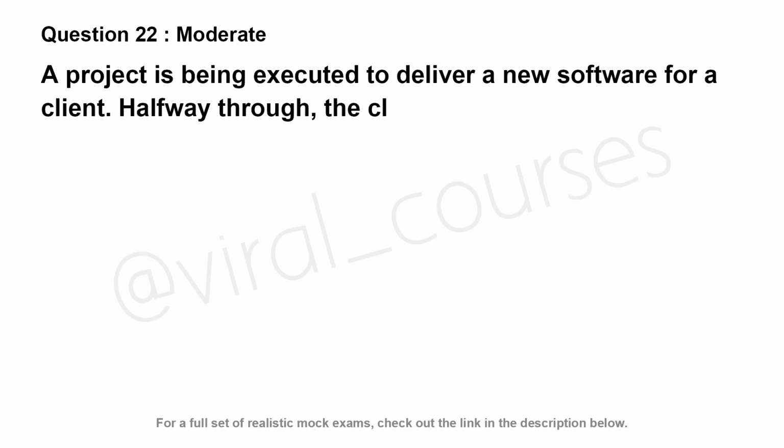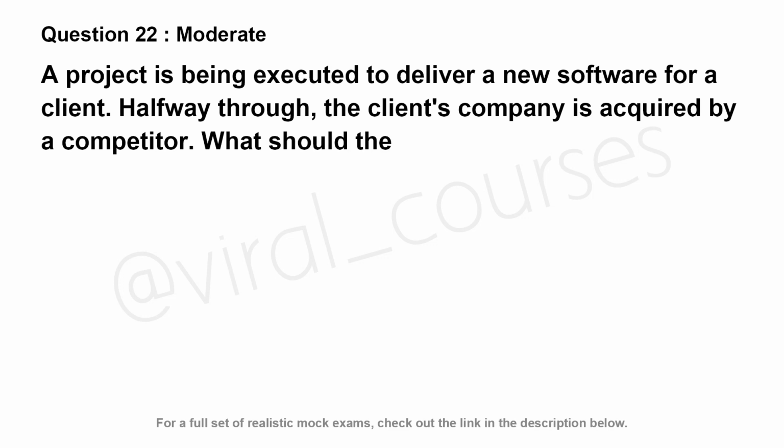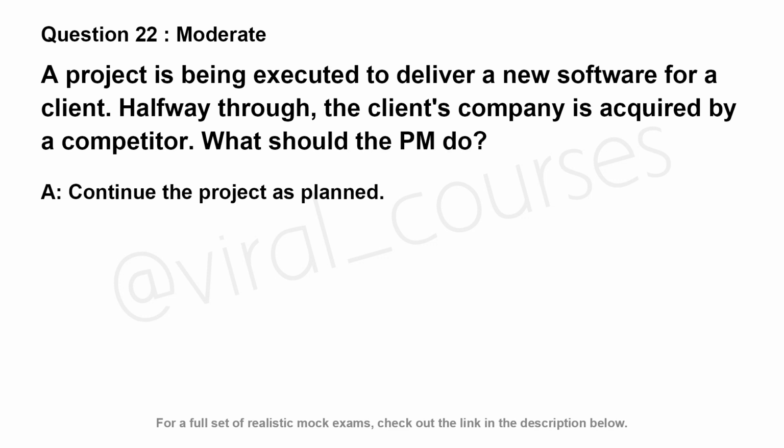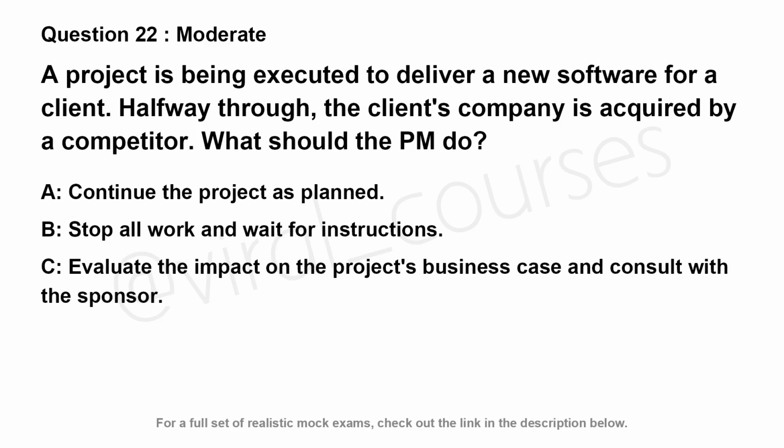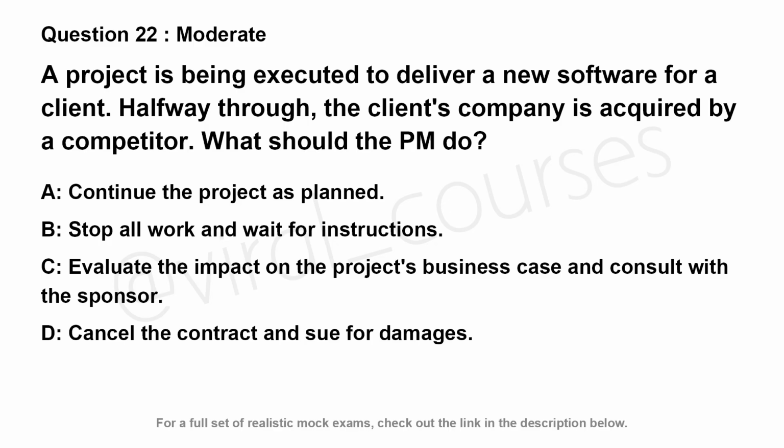A project is being executed to deliver a new software for a client. Halfway through, the client's company is acquired by a competitor. What should the PM do? Option A. Continue the project as planned. Option B. Stop all work and wait for instructions. Option C. Evaluate the impact on the project's business case and consult with the sponsor. Option D. Cancel the contract and sue for damages.